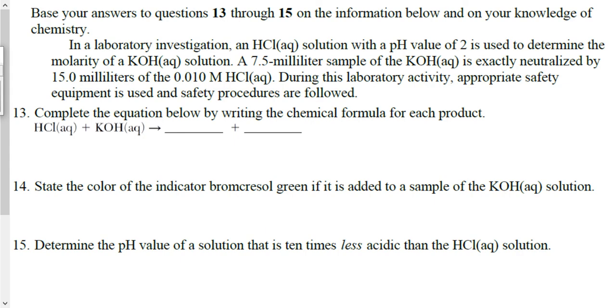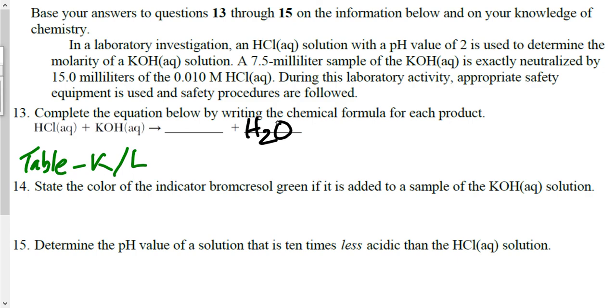Question number 13 is very similar to question 12. They gave you an equation. You have to figure out the product. Remember, HCl is an acid based on reference table K, and KOH is a base based on reference table L. So you know that we are going to produce water. So we're going to produce H2O.